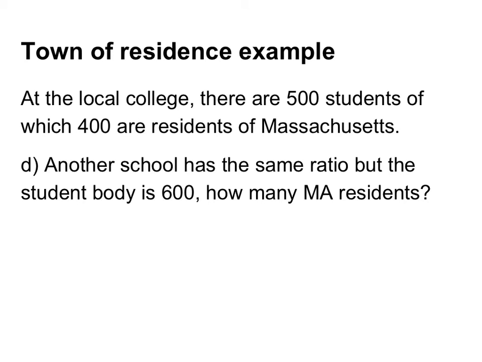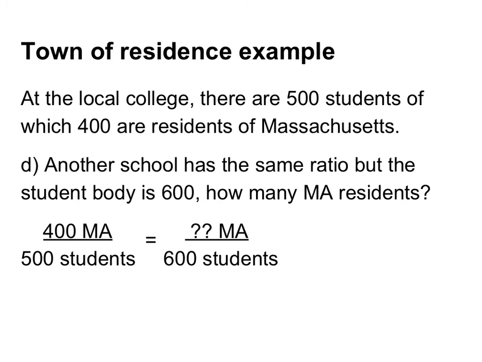Okay, so another school has the same ratio. In other words, the same ratio of Massachusetts to non-Massachusetts, but their student body is 600. Okay, so now we want to know how many Massachusetts residents there are. So we need to start looking for connections. So 500 students versus 600 students, and 400 Massachusetts residents versus we're not sure how many Massachusetts residents. So those are the bits of information that we need to put together.